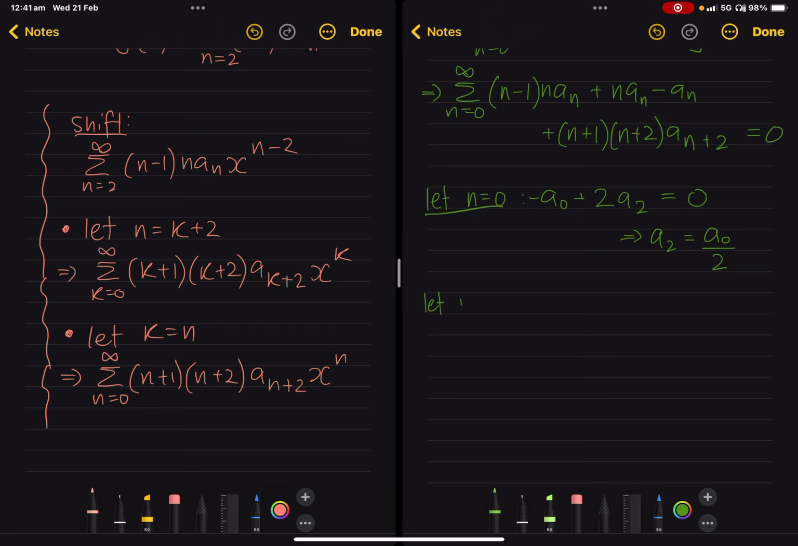Now we might choose to let n equal 1. Just doing this sequentially. So we get this term cancels, and now we've got 1 times a1, that's a1, minus a1, and then we have 2 times 3, that's 6, 6 times a3, so we have plus 6a3 is equal to 0. Now the a1's cancel here, so this implies that a3 is equal to 0.